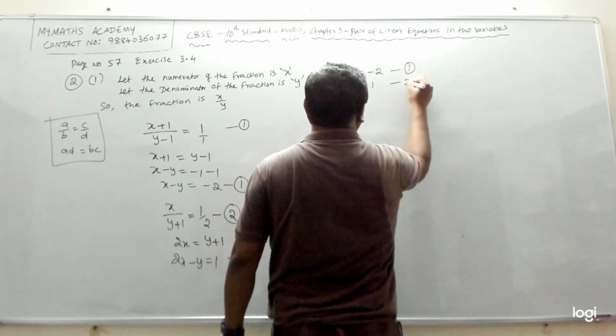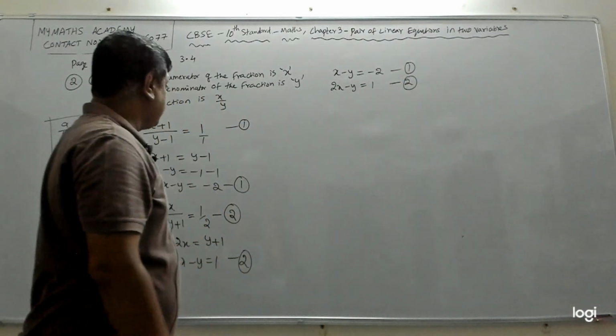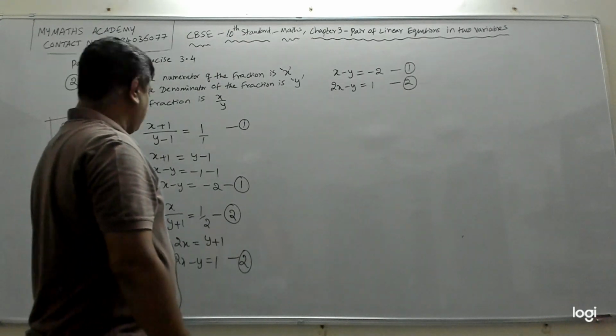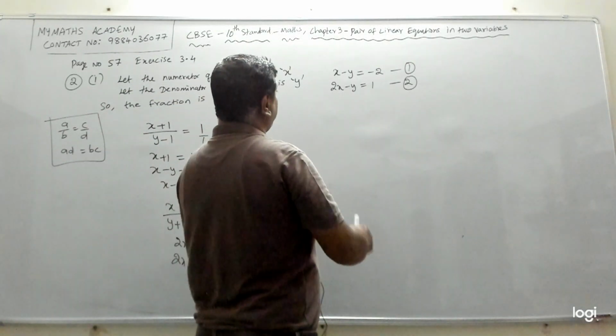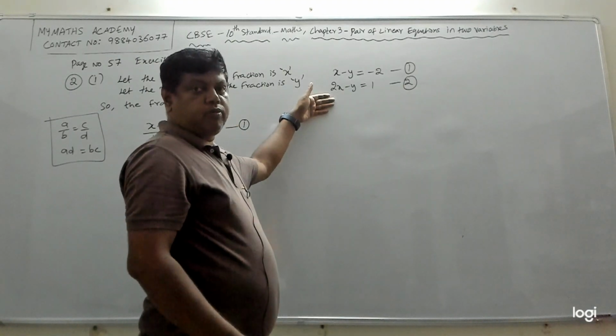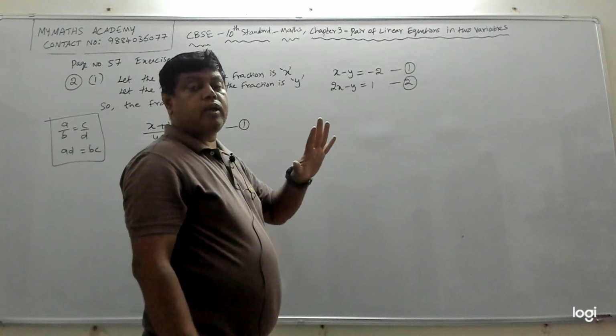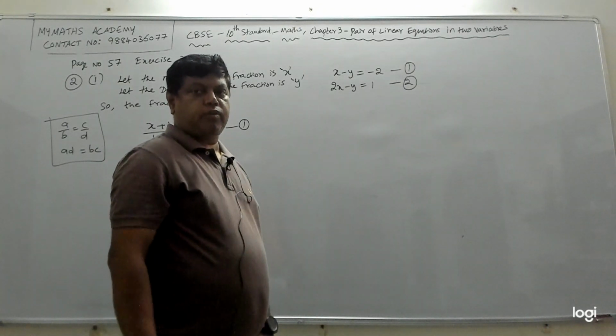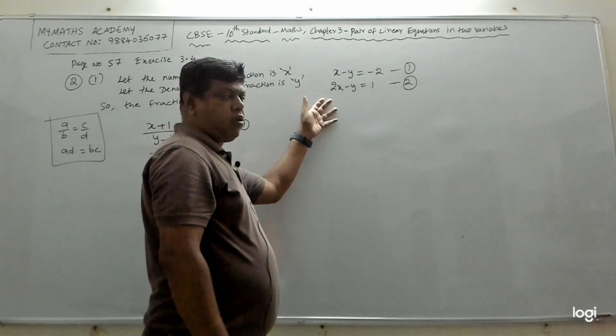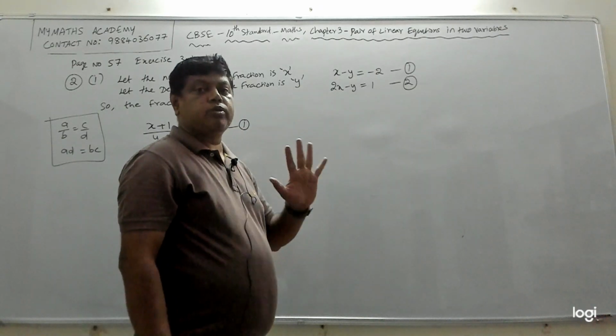That is my second equation. Clear? The first step is over. We have found the linear equations. Now we need to find whether the solution exists. We can directly try to solve, but it is always better to check whether the solution exists.